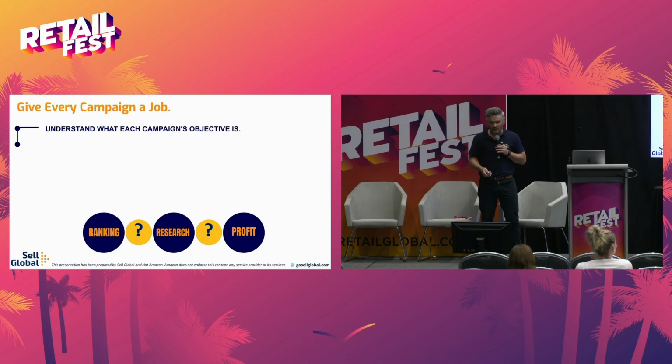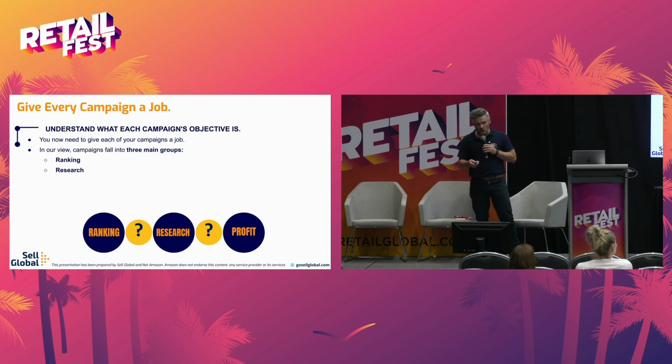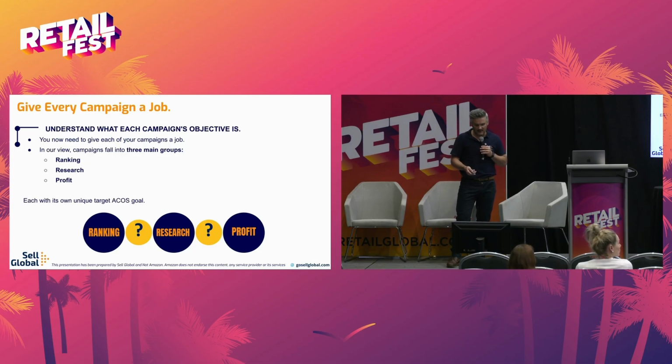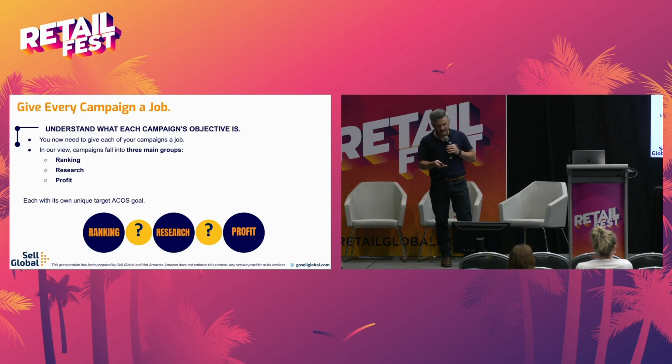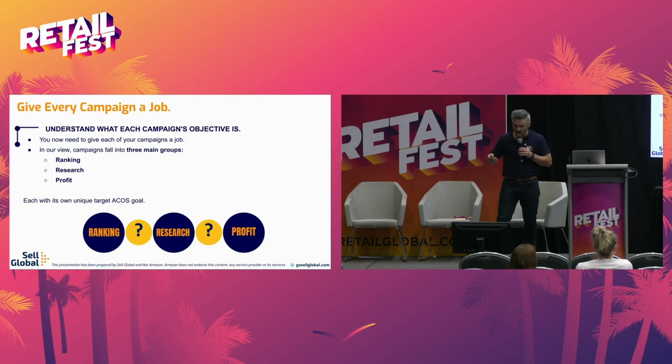Campaigns generally will fall into 3 specific buckets. We have got them here as ranking campaigns, research campaigns, or profit campaigns. And these are the 3 main campaign groups that we set up or have available. So each of these campaigns has its own unique target ACOS. We talked about before having a target ACOS set based on what your profit margins are. In this section here, now we'll go ahead and apply that target ACOS across our different campaigns: ranking, research, and profit.